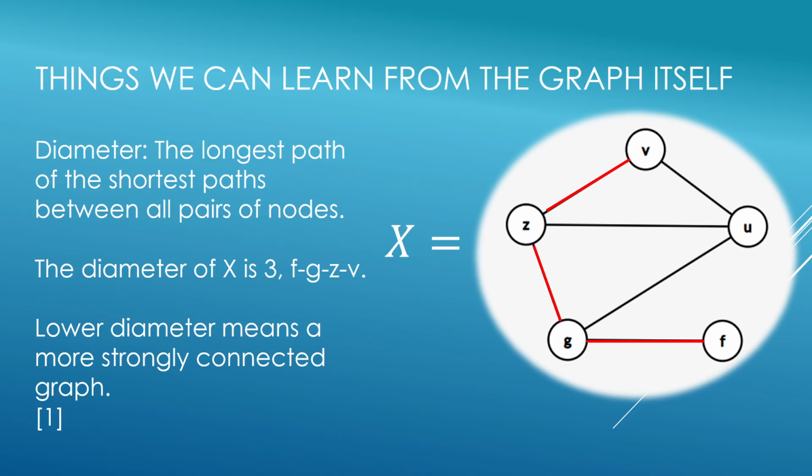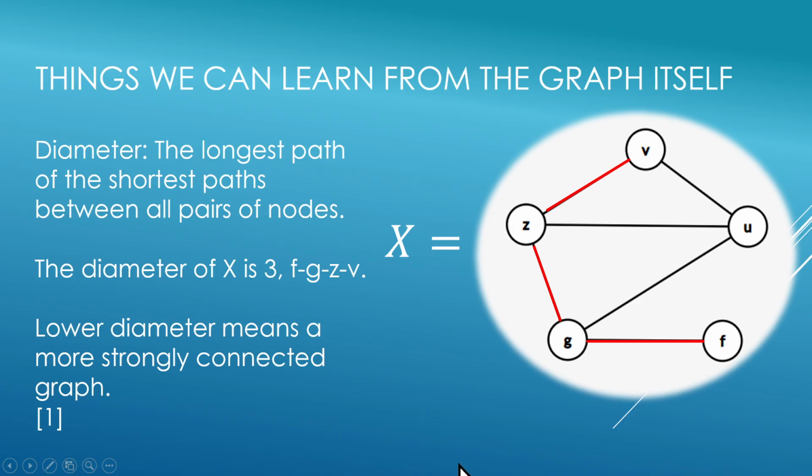Another metric we can talk about is the diameter of the graph. The diameter is the longest path of the shortest paths between all pairs of nodes. For X here, that number is 3, because the fastest path from F to V is 3 edges. F, G, Z, V gets there in 3, and F, G, U, V would also get there in 3. But if you took F, G, U, Z, V, that would take 4, but that's not the shortest path, so that doesn't count for the calculation of diameter.